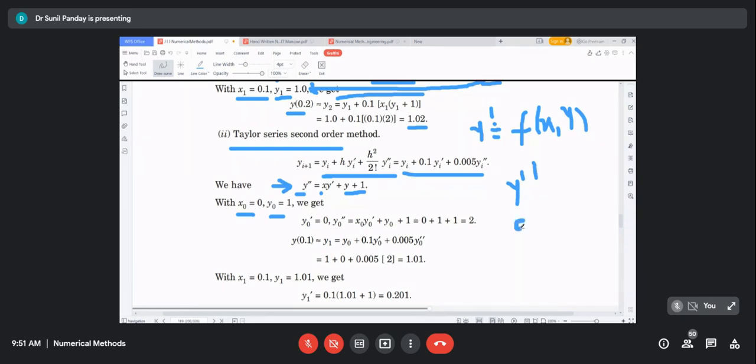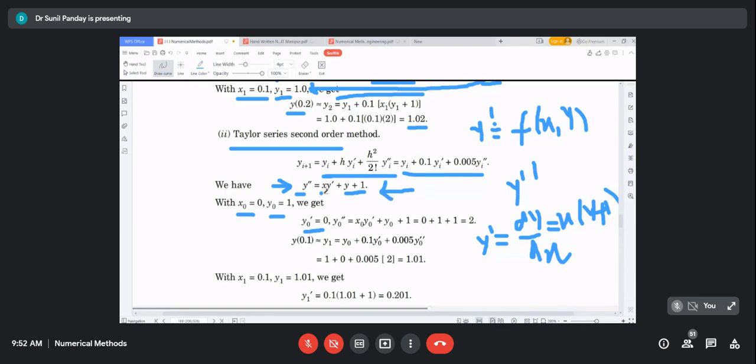So y naught dash, actually this is your dy by dx, and in this case it is x into y plus 1. If you substitute x equals 0, because this is your y dash, you will get 0. So y dash of 0, or x naught, is 0. Now to calculate y double dash at 0.